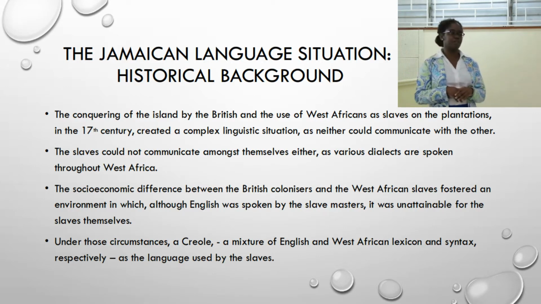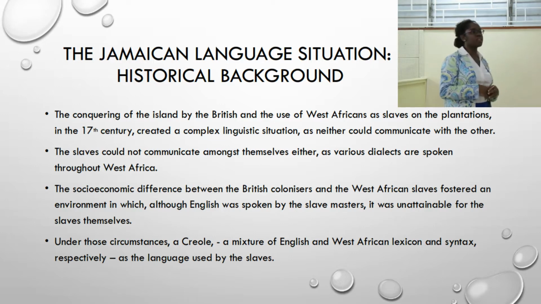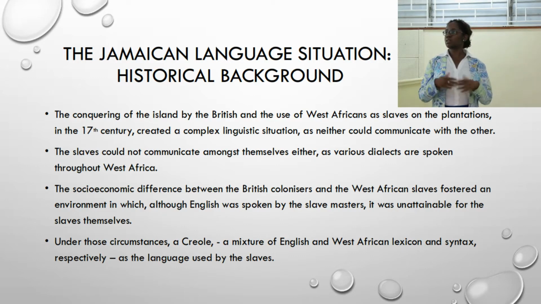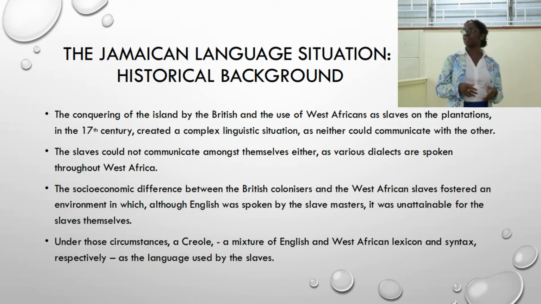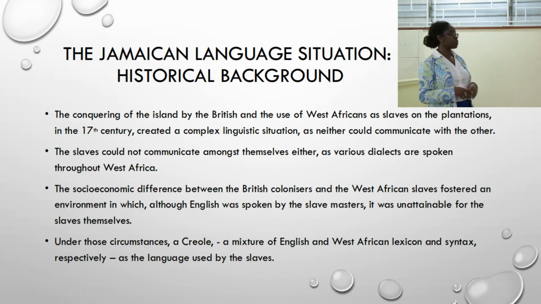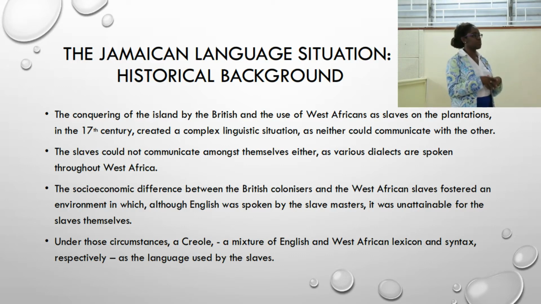The socioeconomic difference between the colonizers and the slaves themselves created an even wider gap in that even though English was something that was desirable, it was unattainable because of the relationship between slave master and slave. So under those circumstances, a Creole, which is a mixture of the English lexicon and West African syntax, emerged. It was primarily used by the slaves to communicate amongst themselves and later on with the colonizers.